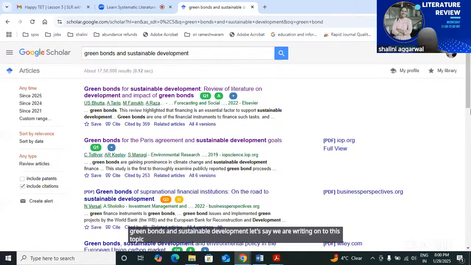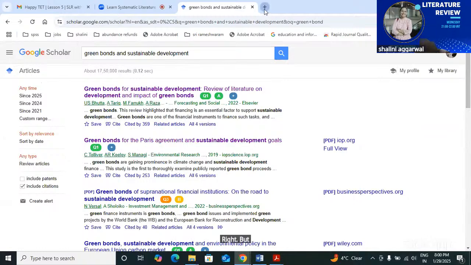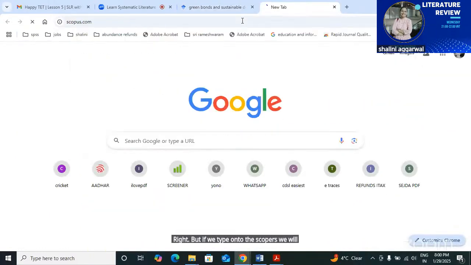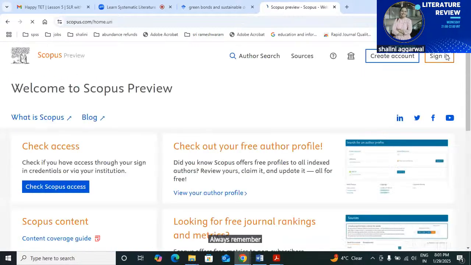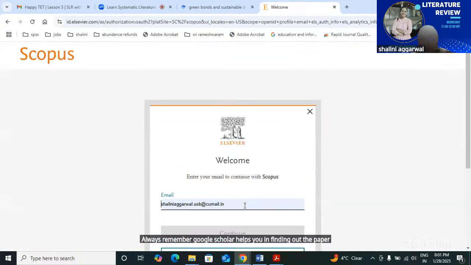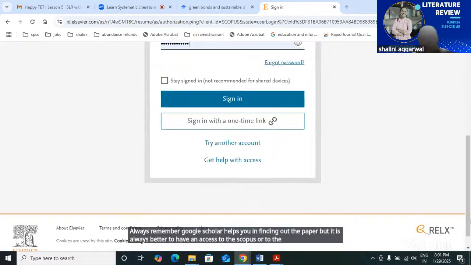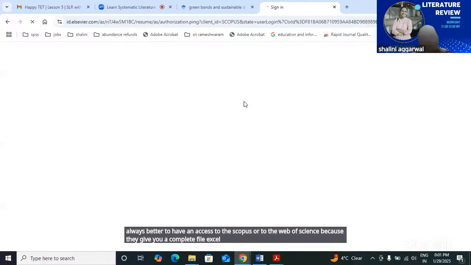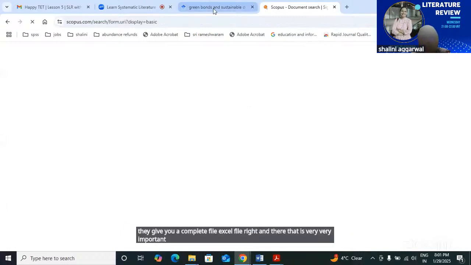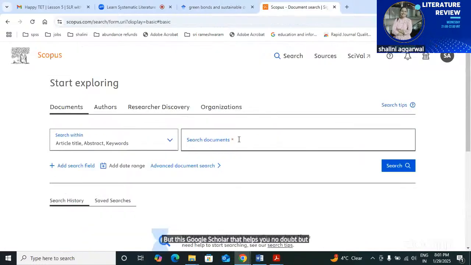So we got this many papers from here, right? But if we type it into Scopus, we will get more papers on this topic. Always remember, Google Scholar helps you in finding papers, but it is always better to have access to Scopus or Web of Science, because they give you a complete Excel file, and that is very, very important. Google Scholar helps, no doubt, but the Excel file is more important.